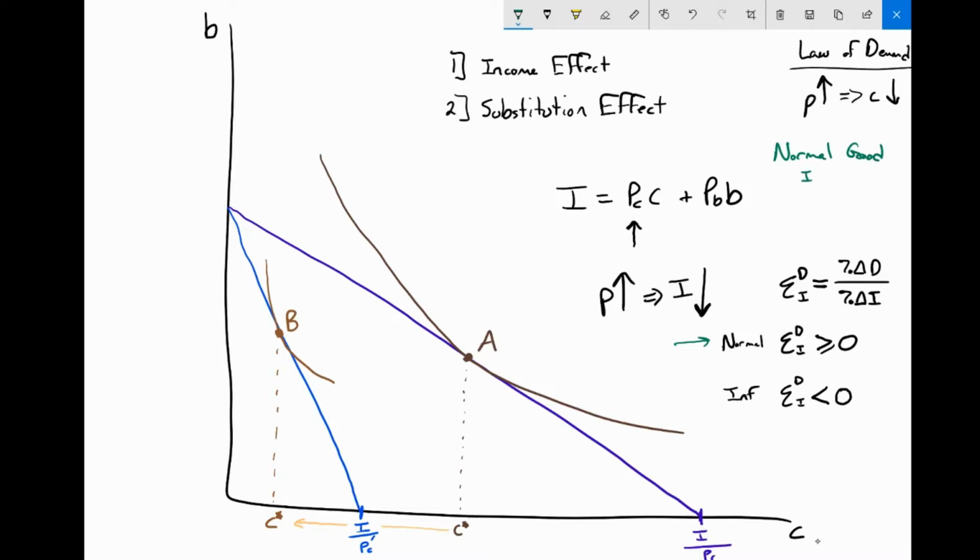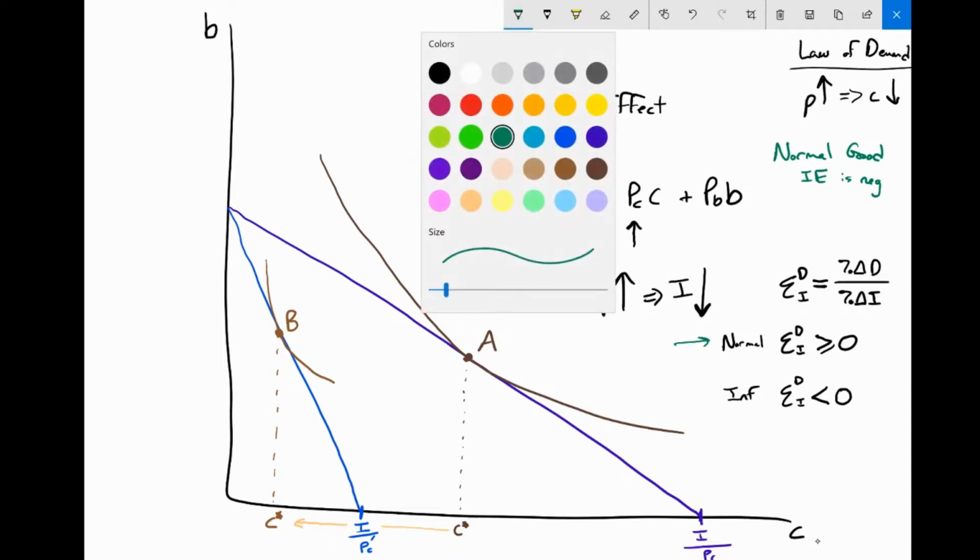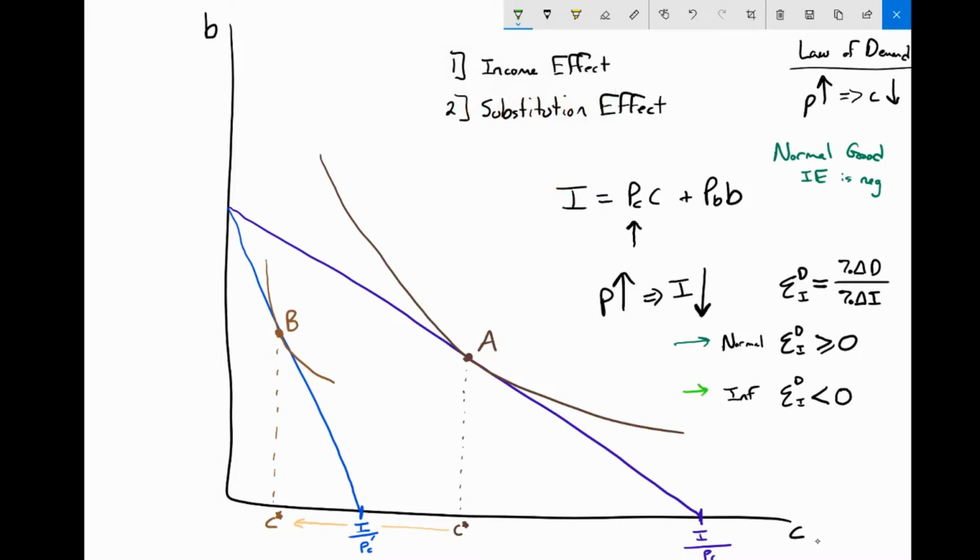Therefore, for a normal good, the income effect is negative. That means if we're dealing with a normal good, then an increase in the price of that good will have a negative income effect on demand for that good. That means I will demand less of the good now that my effective income has decreased. All right, let's look at inferior goods. For an inferior good, if incomes go up, demand goes down.